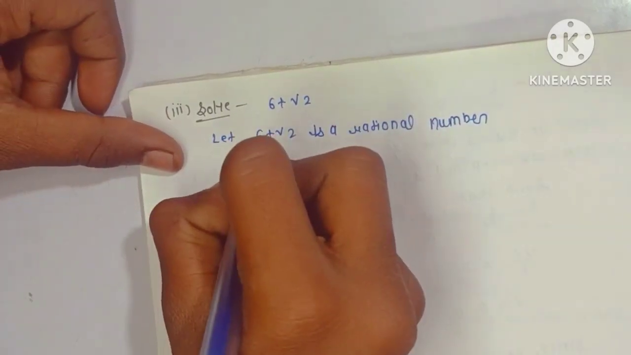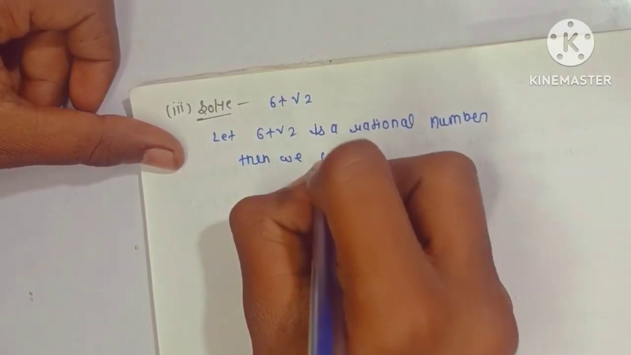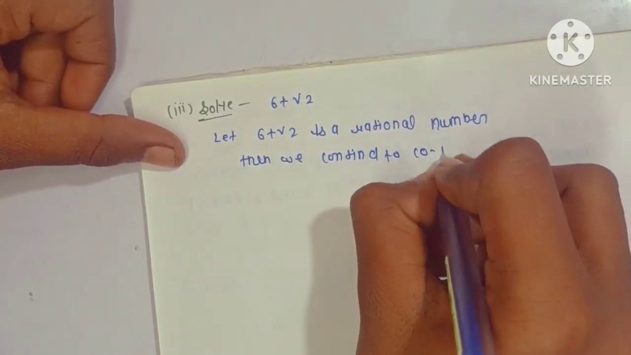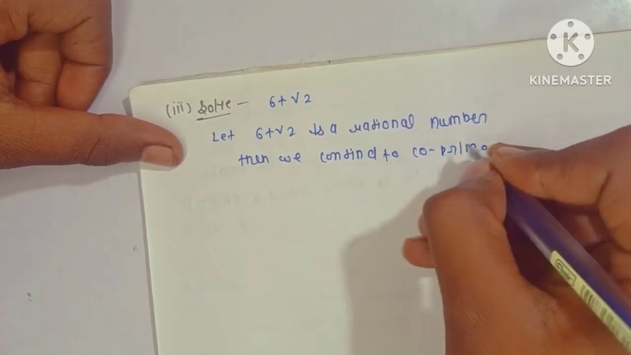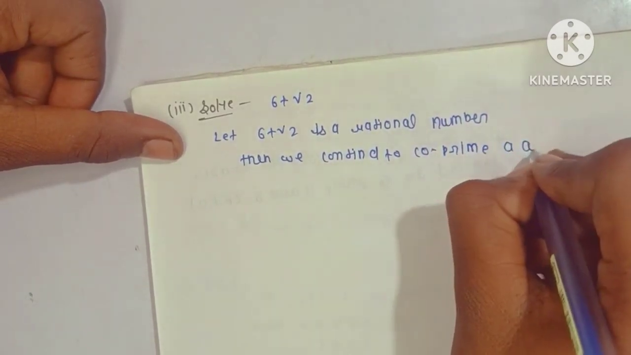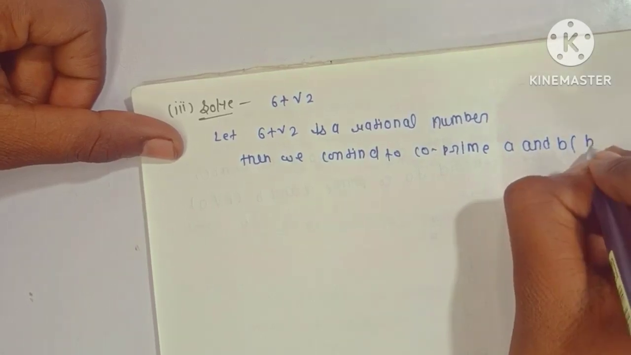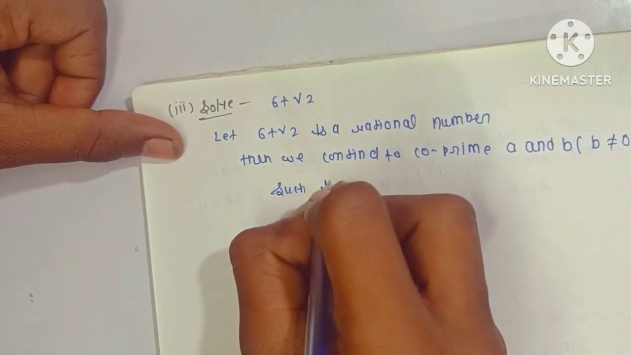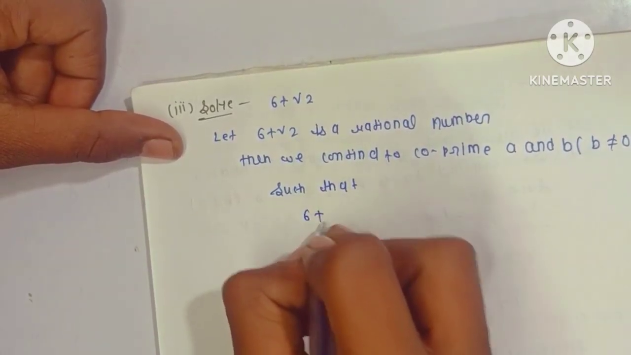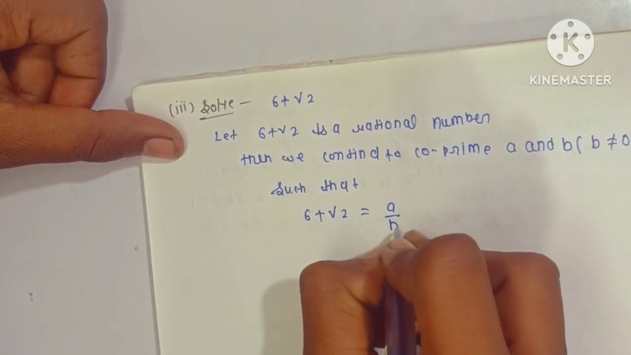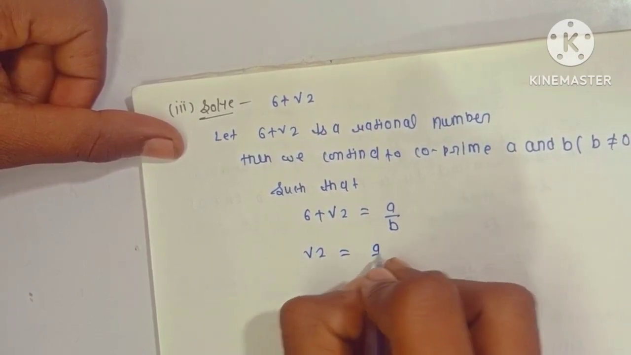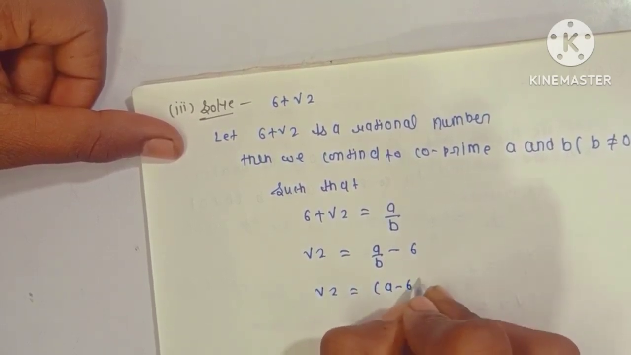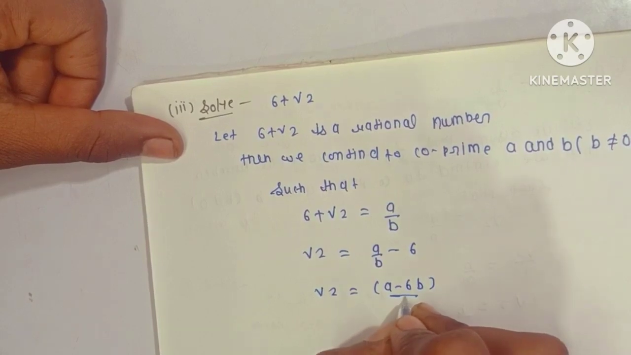Then we find two co-prime a and b, b not equal to 0, such that 6 plus root 2 is equal to a upon b. Root 2 is equal to a upon b minus 6. Root 2 is equal to (a minus 6b) upon b.